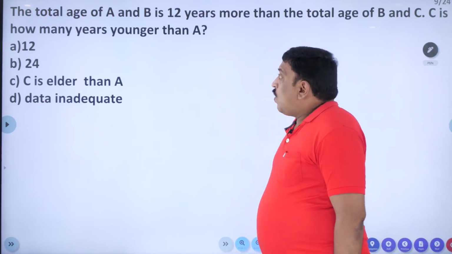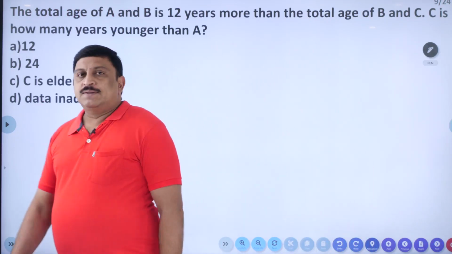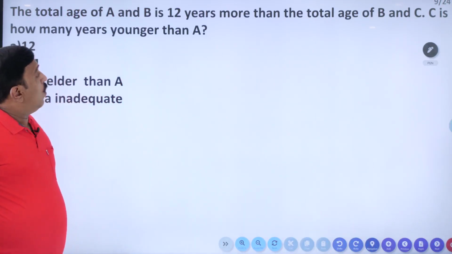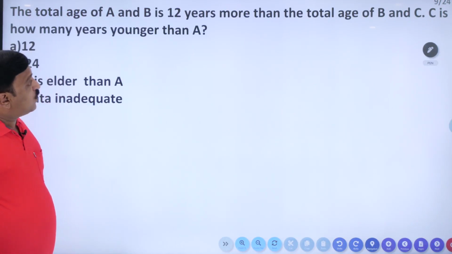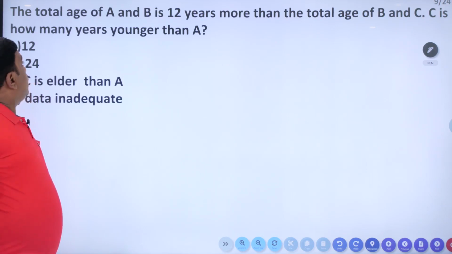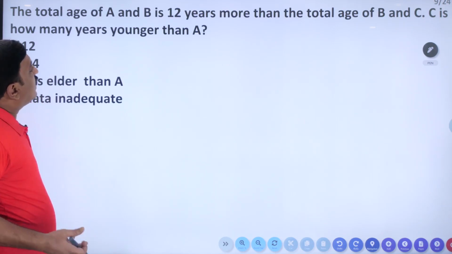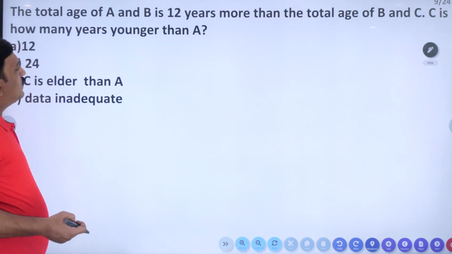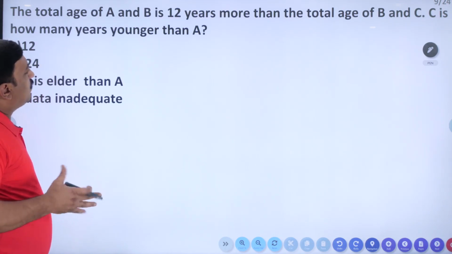The total age of A and B is 12 years more than the total age of B and C. C is how many years younger than A? Something like that is how they are framing the question.